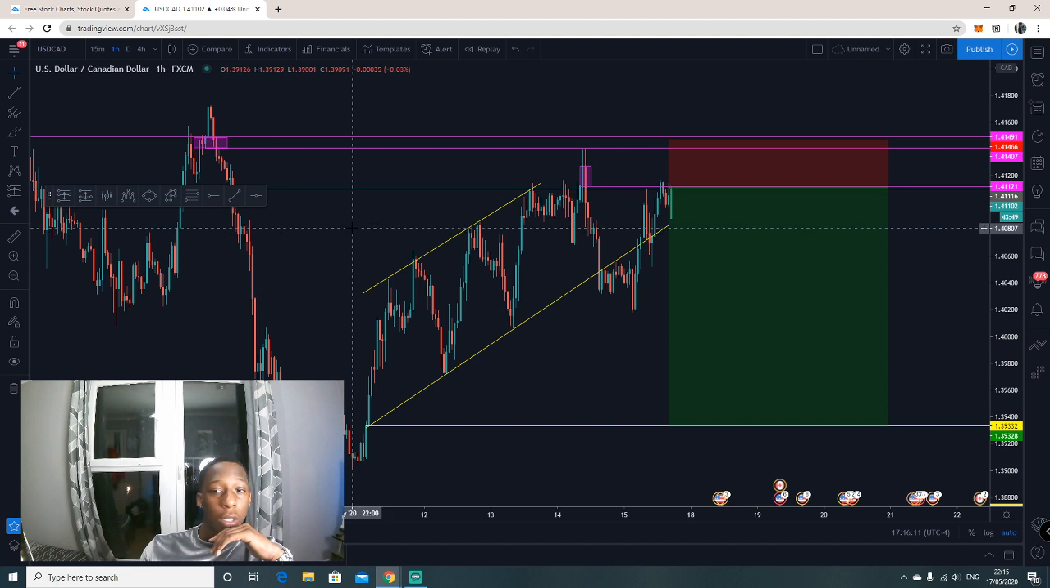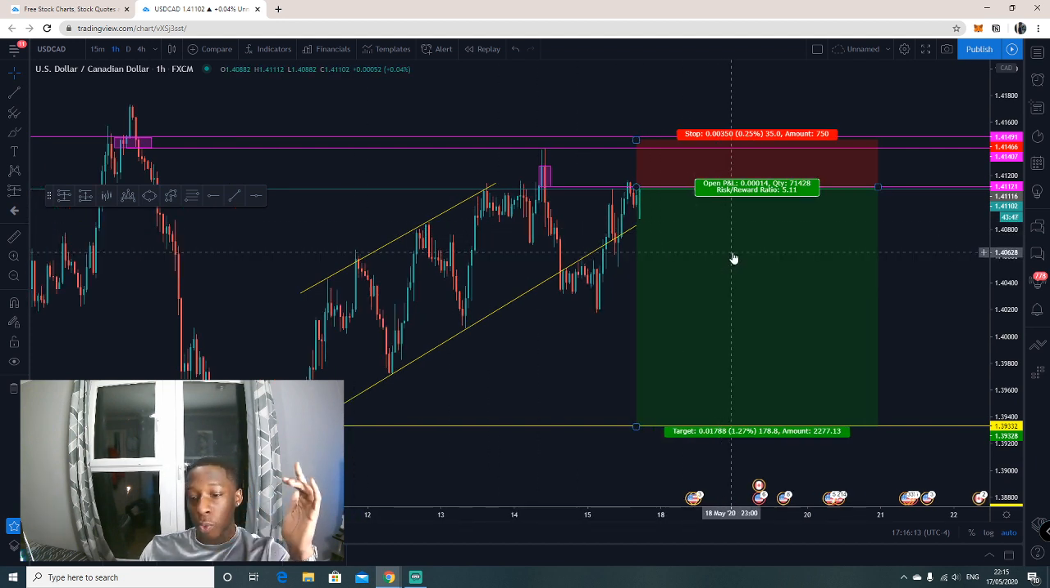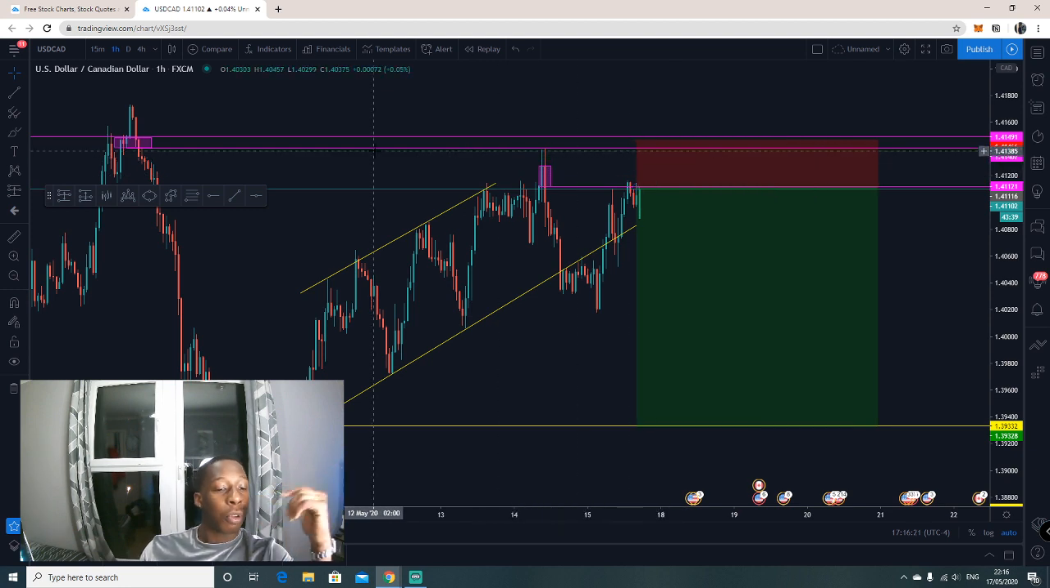So yeah, and how many pips is that? 178 pips, a bit of a swing trade. But if you can hold a swing, then do it. And 35 pips of stop loss.